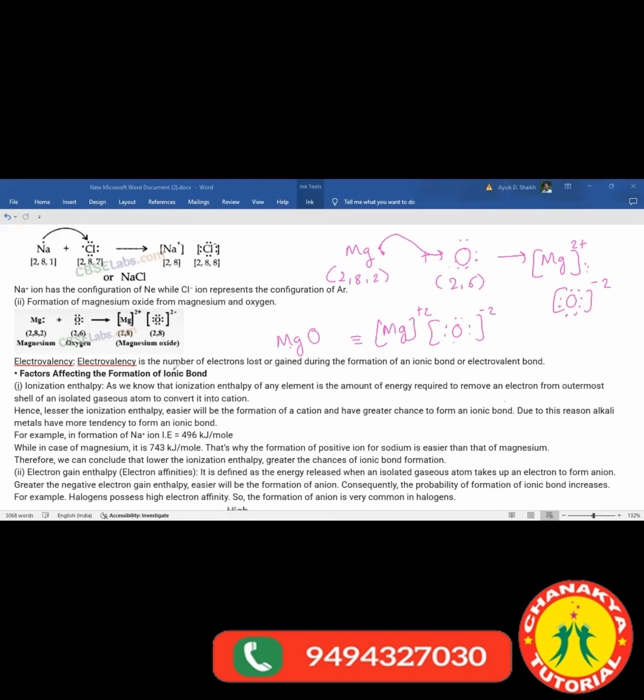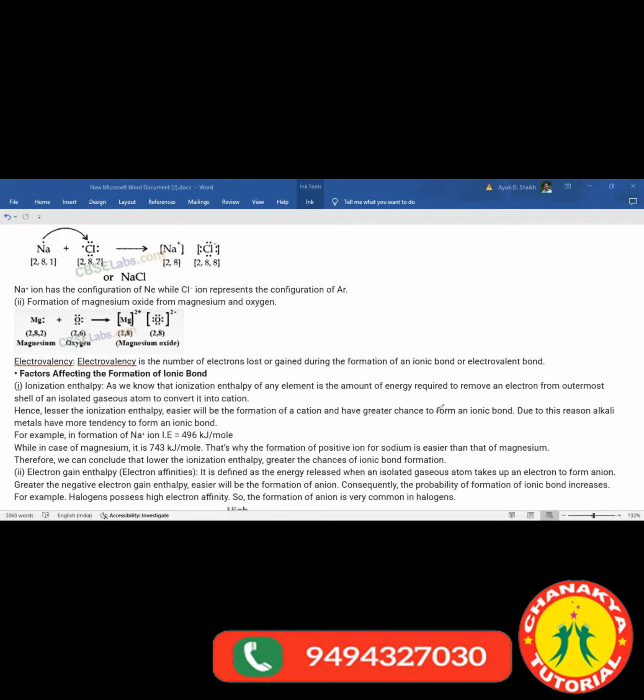Electrovalency means what? Electrovalency is the number of electrons lost or gained during the formation of an ionic bond or electrovalent bond. So what is the electrovalency for magnesium? Plus 2. What is the electrovalency for oxygen? Minus 2. Electrovalency for sodium would be plus 1, and electrovalency for chlorine would be minus 1. Understanding? What is electrovalency? Number of electrons lost or gained during the formation of an ionic bond or electrovalent bond. Clear? Fine. Now we will move forward.